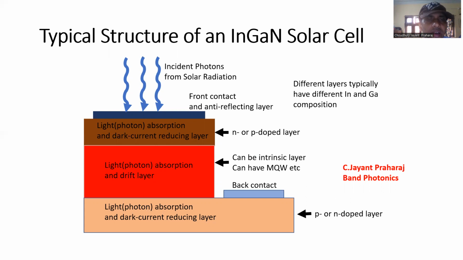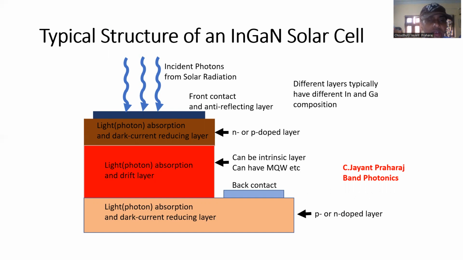Now, in this diagram, incident photons from solar radiation are incident from the top. And then we also show the front contact as an anti-reflecting layer and a transparent conducting electrode, so that most of the photons get into the semiconductor or into the light absorption layers in order to get absorbed and to generate photocurrents and photovoltages. So that is the basic photovoltaic requirement from these structures.